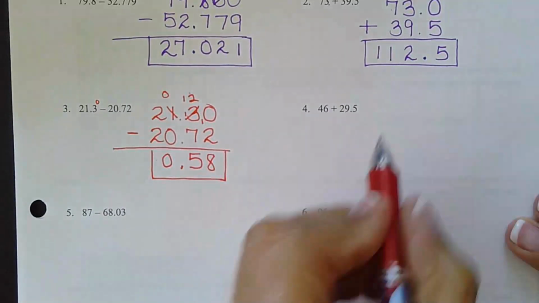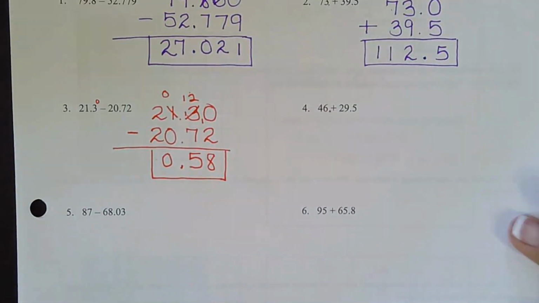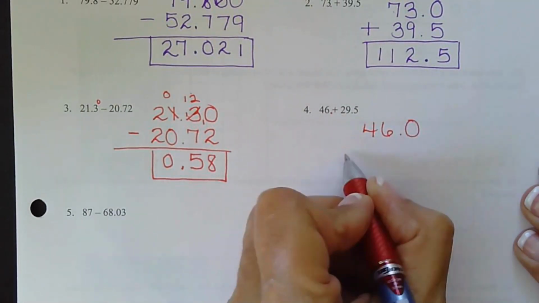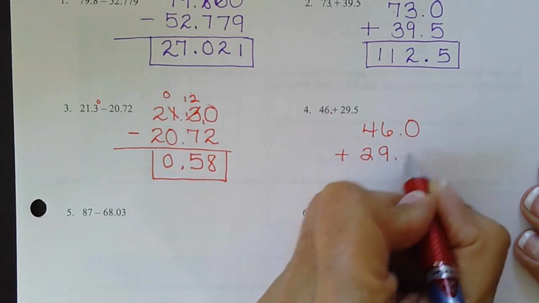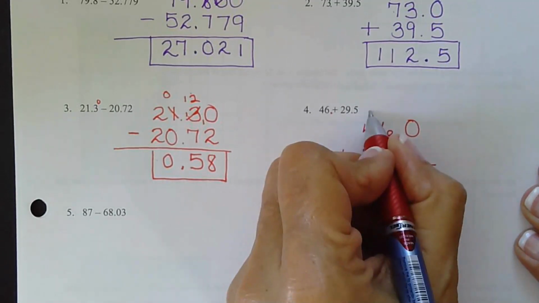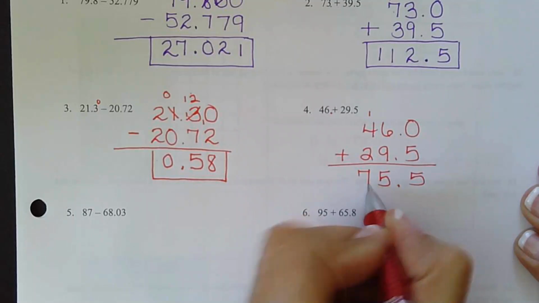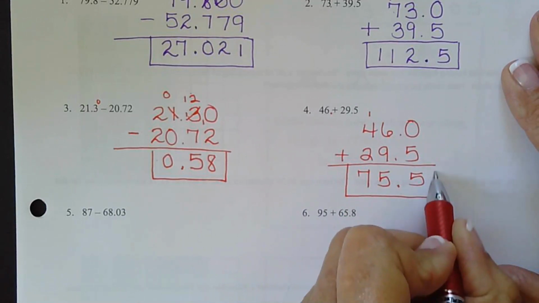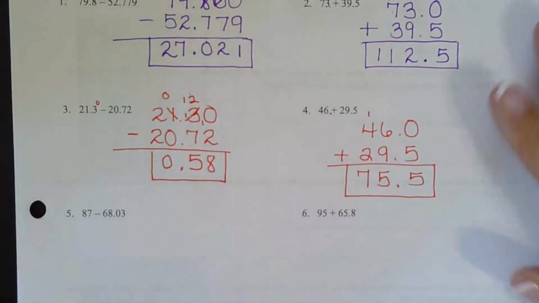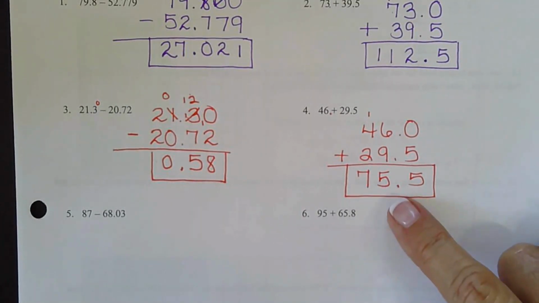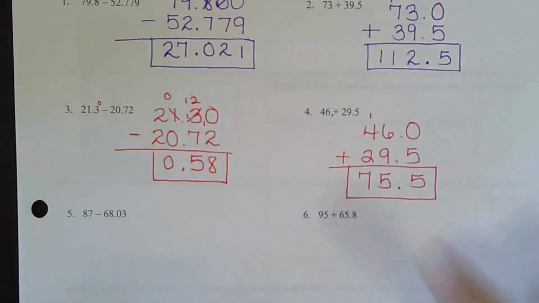So here's another one where the decimal is not there, so I immediately put it in and see that I need to add 1 decimal place. So 46.0 plus 29.5. 5, decimal straight down, 15, carry 1, 4, 5, 6, 7. So 75.5, or 75 and 5/10, would be how that would be read. 'And' can only be used when there's a decimal place. So 75 and 5/10.